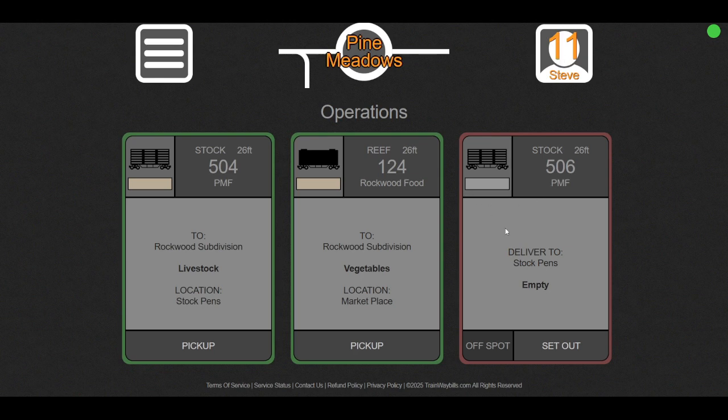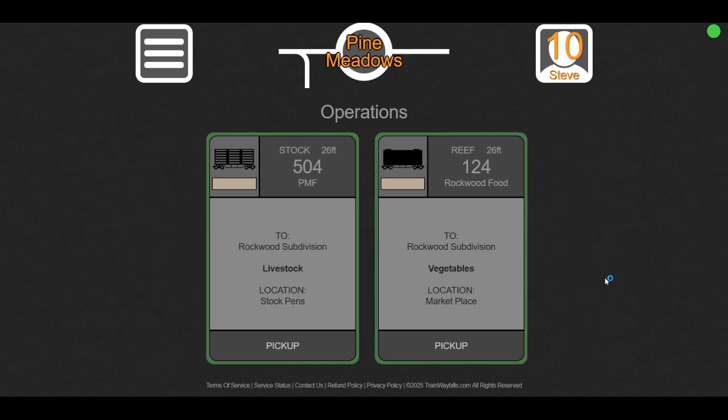So now what we're going to do is pull 506 from our consist, and deliver that to the stock pens. So we would actually physically take that car and drop it into the stock pens. Once we've completed that task, we can hit set out. And as you see, it's removed from our switch list here.